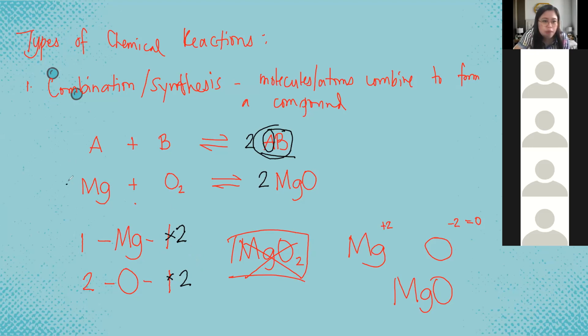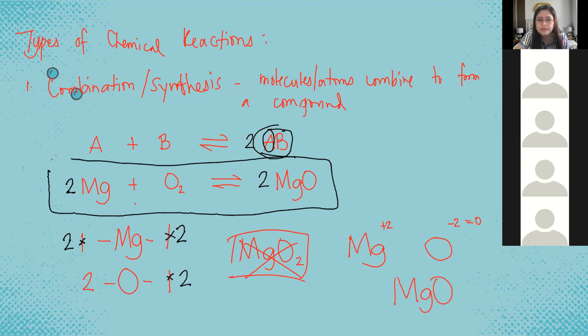So what will I do? I will also place 2 here. Hindi ko siya nilalagay as subscript ha. Ilalagay natin siya as coefficient. So this will become 2 also. So in this case, this is already a balanced equation. So this one is the correct one. 2 magnesium will react with oxygen and it will give you 2 molecules of magnesium oxide. Balanced equation, but when you say type of chemical reaction, it's combination or synthesis.